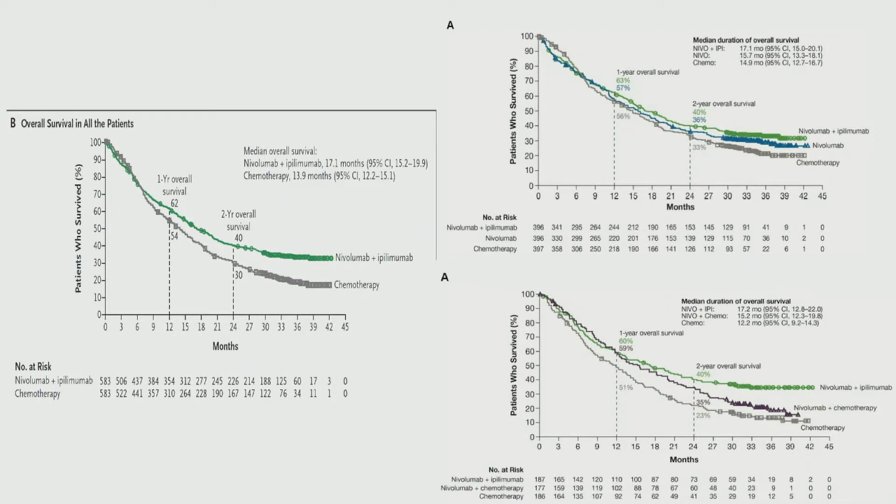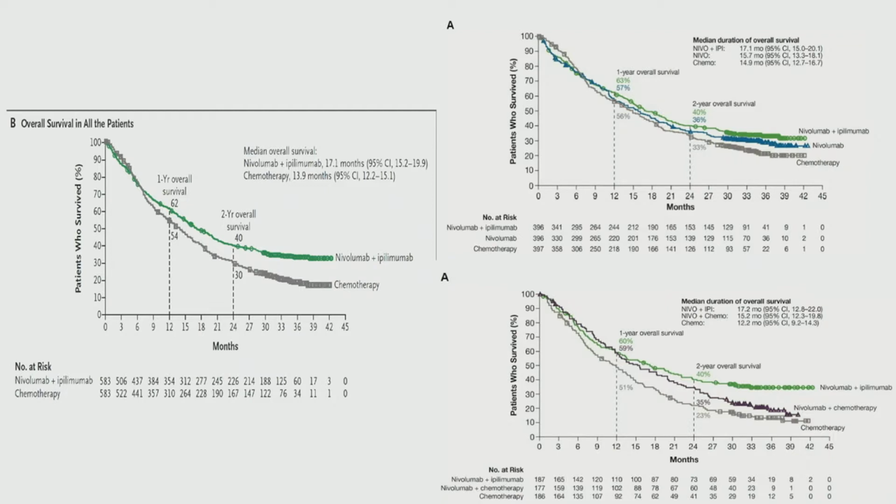So at ESMO, just a couple of weeks ago, and just published in the New England Journal of Medicine, BMS published a very large trial of nivolumab ipilimumab versus chemotherapy in non-small cell lung cancer.